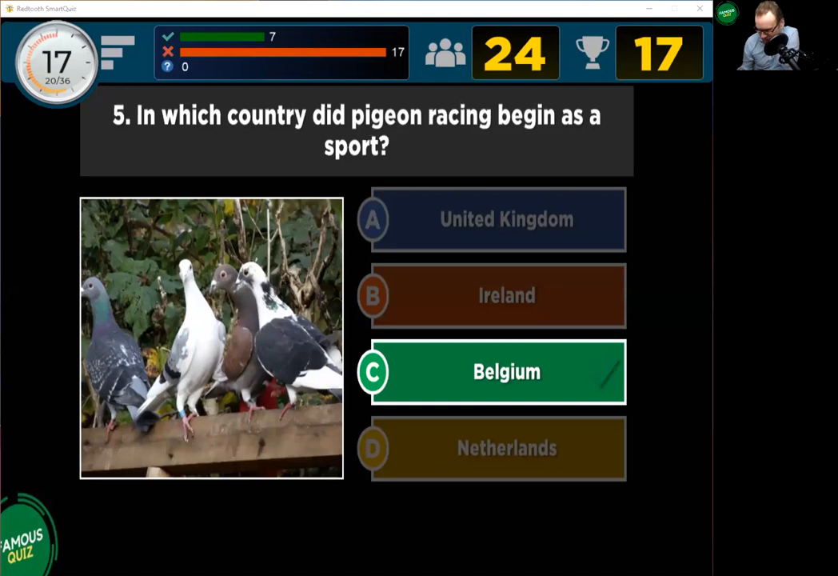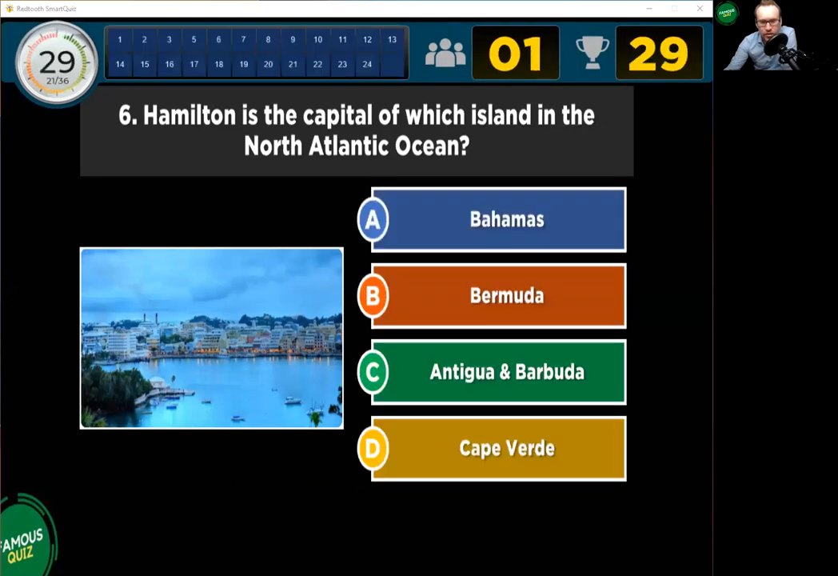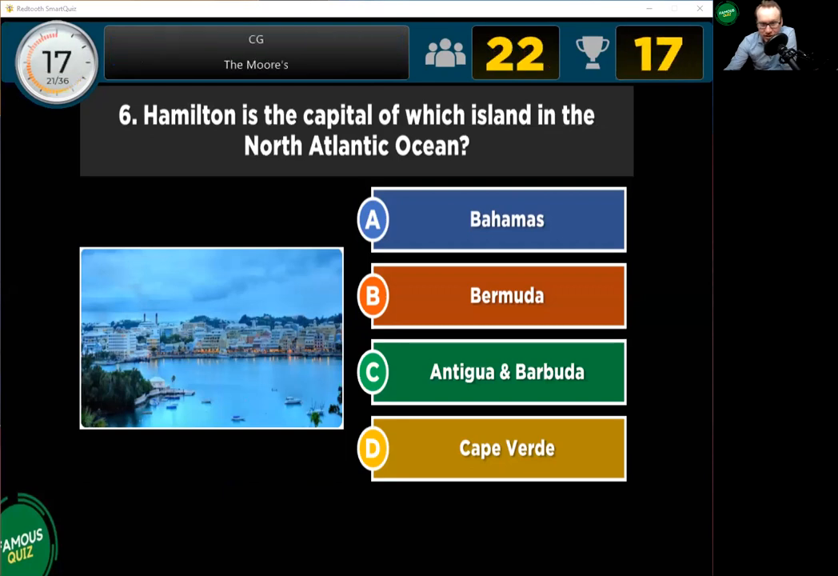Okay, question number 6. In the third round, Hamilton is the capital of which island in the North Atlantic Ocean? Bahamas, Bermuda, Antigua and Barbuda, or Cape Verde? 15 seconds to go, 15 points. As you can see, time is going identically with the points.